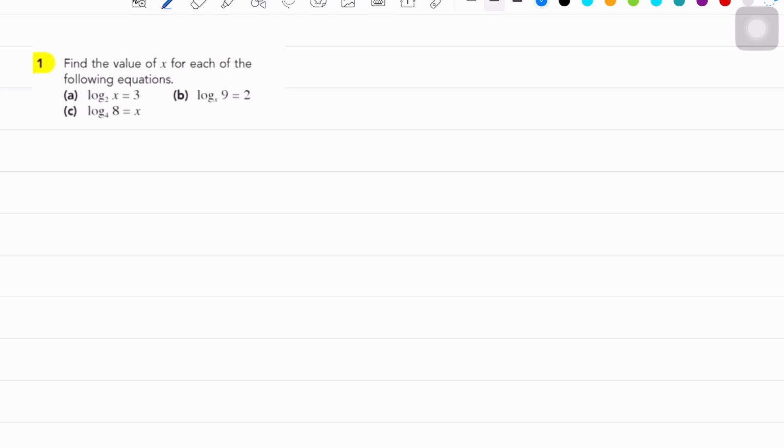Today we are going to do exercise 5.4 in the chapter Exponential and Logarithmic Functions. So let's start with the first problem. Find the value of x for each of the following equations.